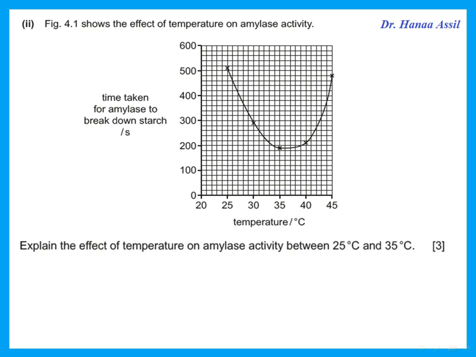Figure 4.1 shows the effect of temperature on amylase activity. Explain the effect of temperature on amylase activity between 25 and 35. Where is 25 and 35? Can you see this is a graph of what? It's a graph of time. So from 25 to 35, the reaction took less time. Less time means faster or slower? Faster. So as we increase the temperature from 25 degrees Celsius to 35 degrees Celsius, the enzyme reaction is faster.